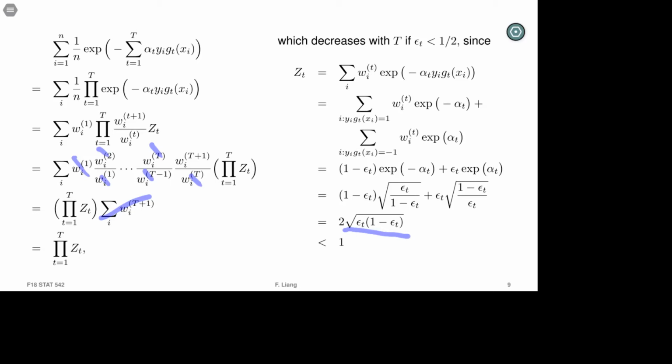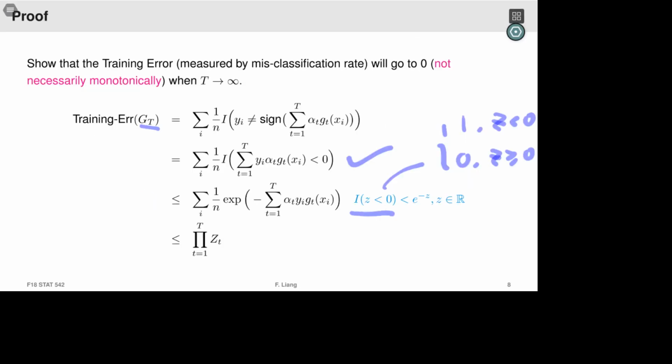And then you can find the upper bound. That means the normalizing constant is always strictly less than 1. And then you basically show that your training error can be upper bounded by a product of those terms. This is why when I increase my t by 1, I basically multiply by a number less than 1, so of course it is decreasing. So this is why we can show that the upper bound on the training error is always going to decrease.